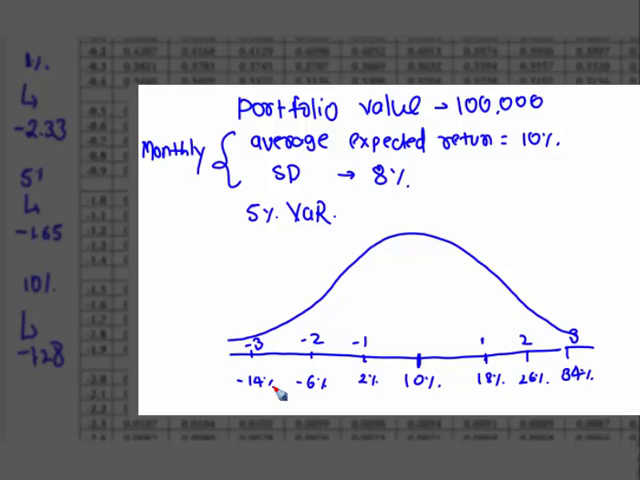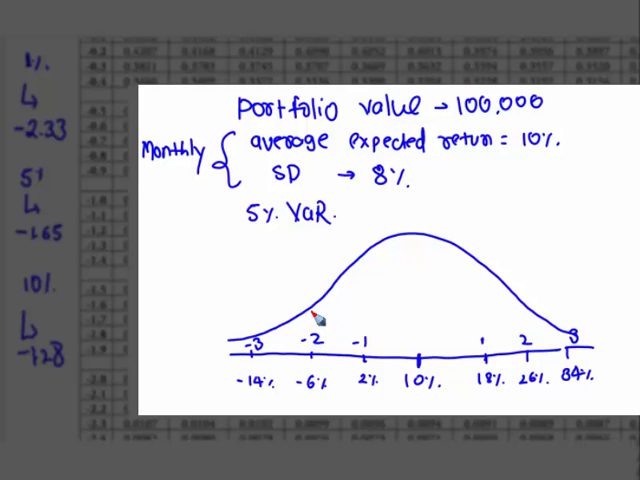Now there are two ways in which I can ask you a question. Number one, I can ask you what is the probability of getting a return less than minus 6%? What is the probability of getting a return less than minus 6%? So then what will you do?